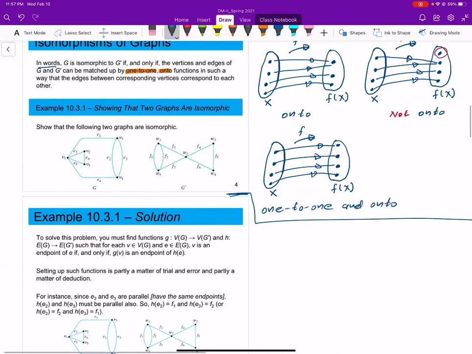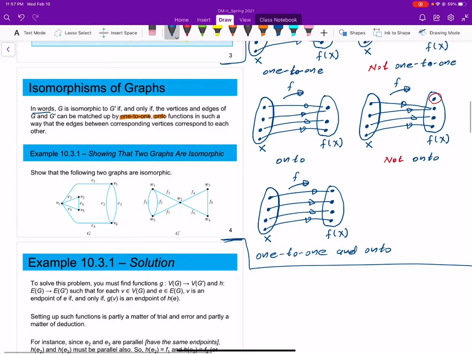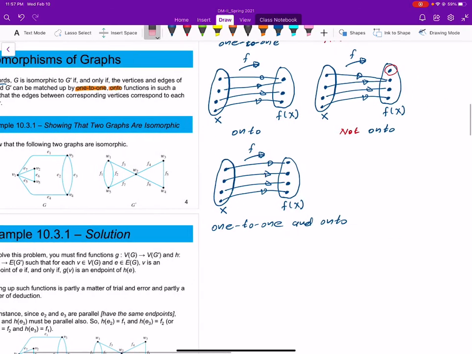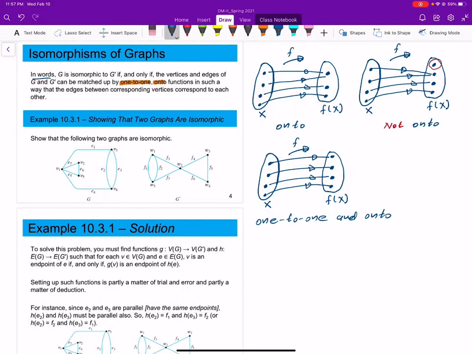Then go to the next slide. I'm still explaining the same slide. Okay, so you know about one-to-one and onto. Let me read this same paragraph. In words, G is isomorphic to G prime if and only if the vertices and edges of G and G prime can be matched by a one-to-one and onto function, like this F. All right, in such a way that the edges between corresponding vertices correspond to each other.